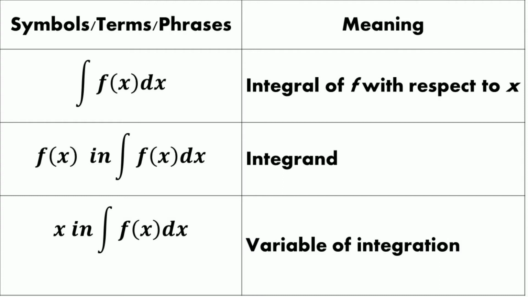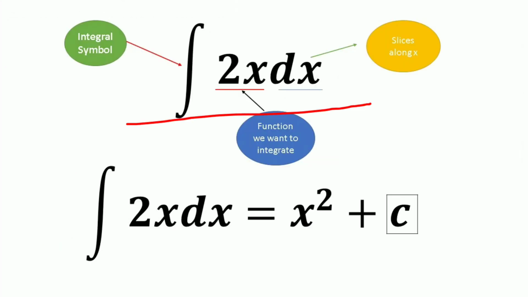In the given table, for simplicity, we are taking the symbols or terms or phrases with their meanings. So here the first one is the integral of f with respect to x. Here the function f of x in the integral is known as the integrand, and the x in the integral of f with respect to x is the variable of integration. For example, the integral of 2x dx.